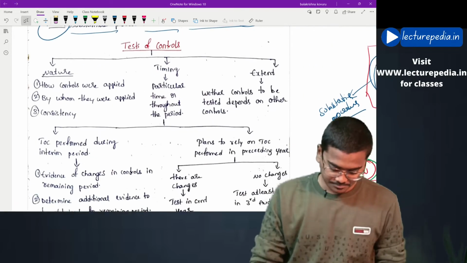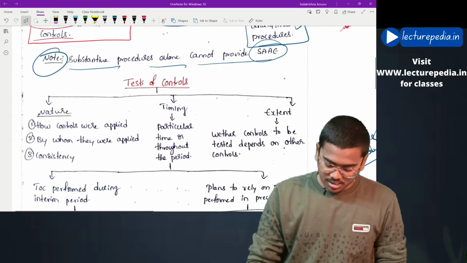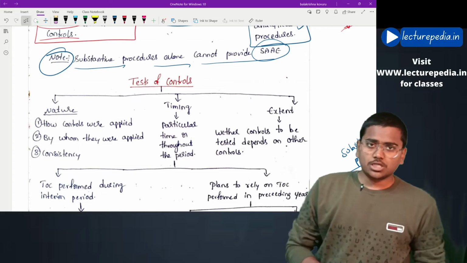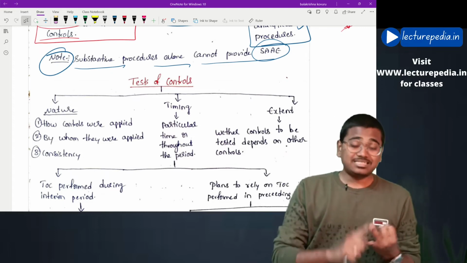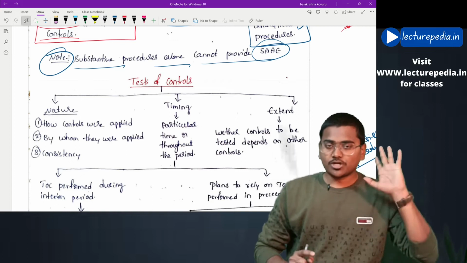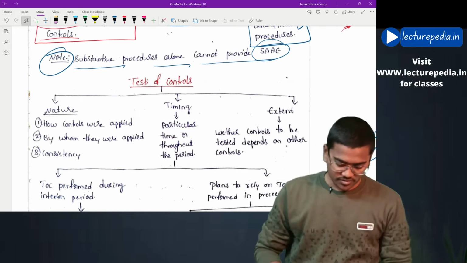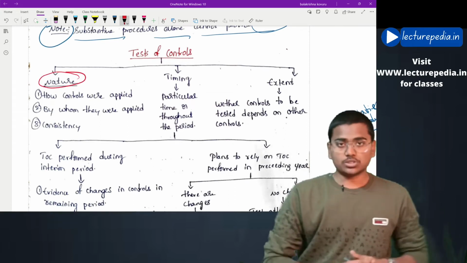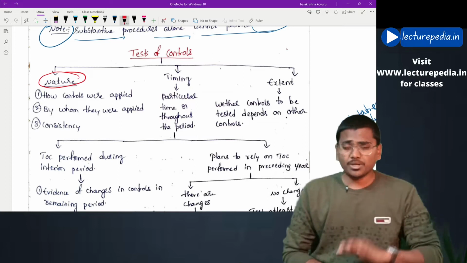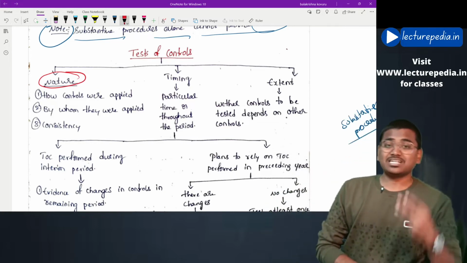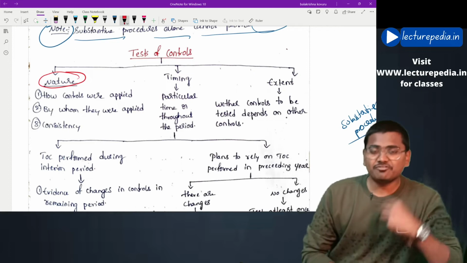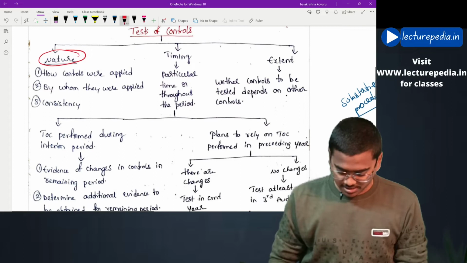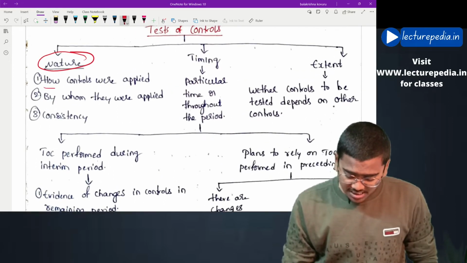Next, coming to test of controls. Now, while performing test of controls, auditor has to determine nature, timing and extent of this test of controls. How the auditor will determine this? First of all, let us see nature. How the auditor will determine nature of test of controls that has to be performed. Basically, for this, auditor will consider three factors. Based on these three factors, auditor will determine the nature of test of controls to be performed. First one, how the controls were applied.